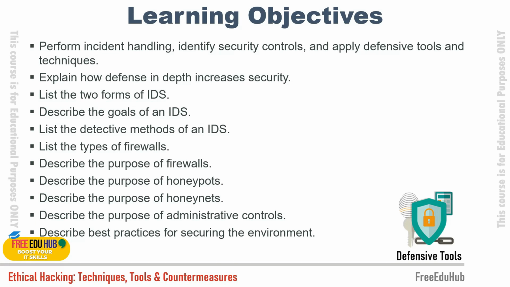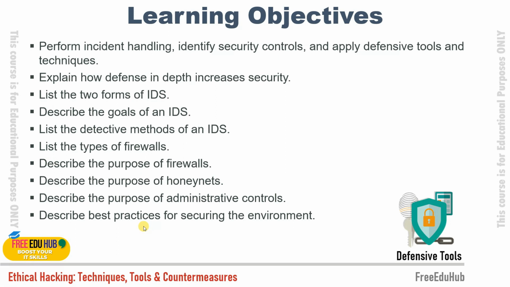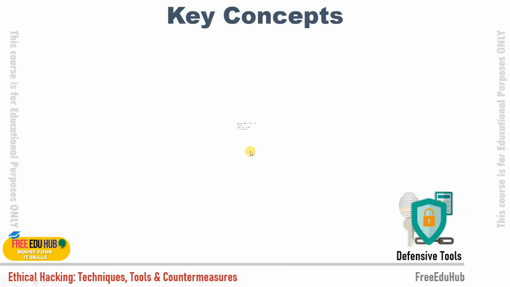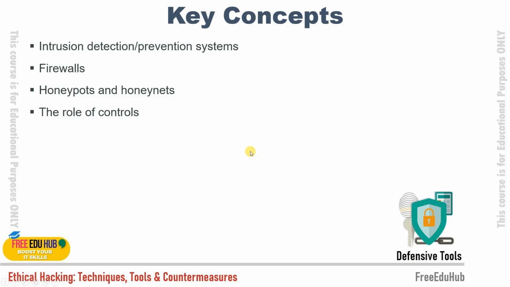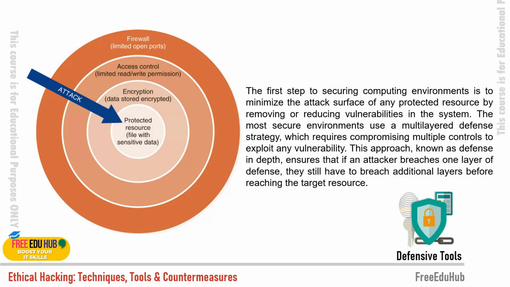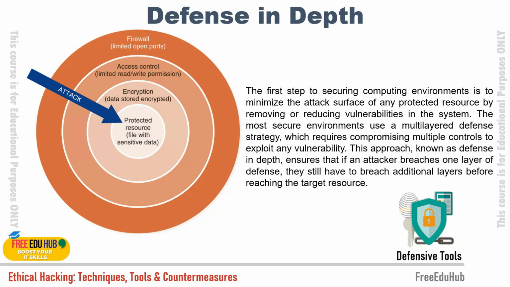We'll describe the purpose of honeypots, and then the purpose of the administrative controls and describe best practices for securing the environment. Further, we'll be looking at the following key concepts where intrusion detection and prevention systems will be explained. Firewalls will be discussed, honeypots and honeynets, and the role of these controls. Now, first of all, let's try to understand defense in depth.